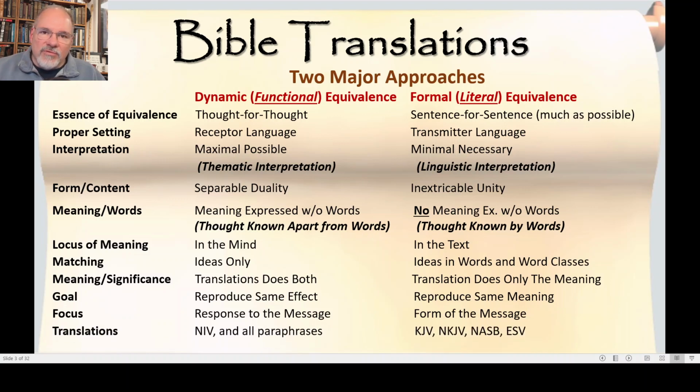The translations that would fall into these, the NIV in certain areas would be dynamic equivalents. Not all the NIV. Some of it is really translated well, and there are many parts of it that are really just kind of paraphrases, thought for thought. But on the formal side, you have the King James, New King James, New American Standard, and ESV. It would be really the four major versions that are out there today that would match that.